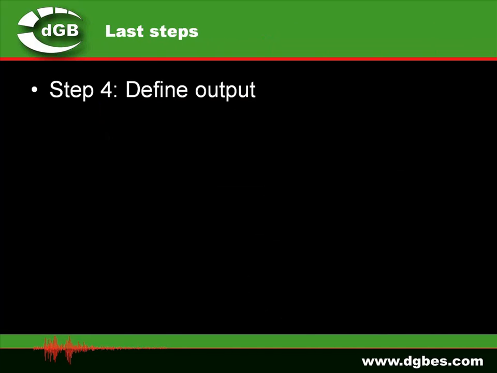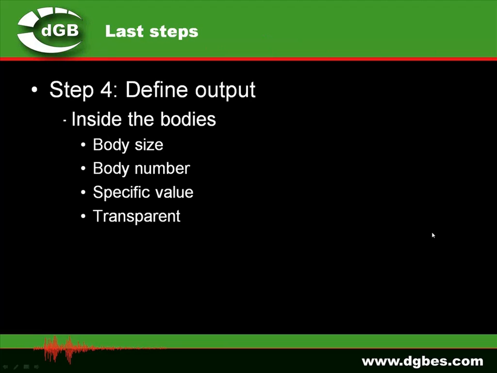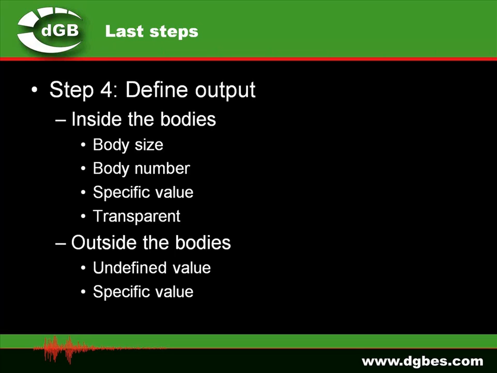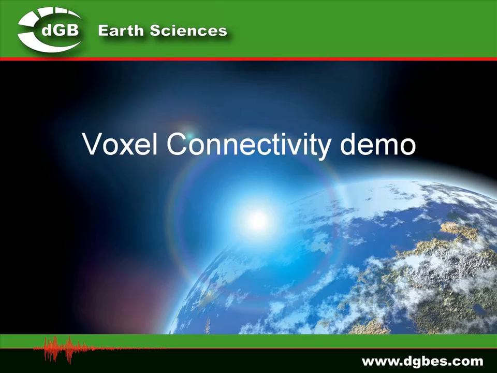Step 4 is to define the output from the voxel connectivity filter. First of all, we have to define what should be inside the bodies. It could be the body size. We can put a unique identifier on them. We can put on a specific value or make them transparent, that is, they have what the input was from the previous step in the volume processing. Also, we have to define what the value should be outside the bodies. It can either be undefined or we can set it to a specific value. So let's quickly jump into a demonstration of this.